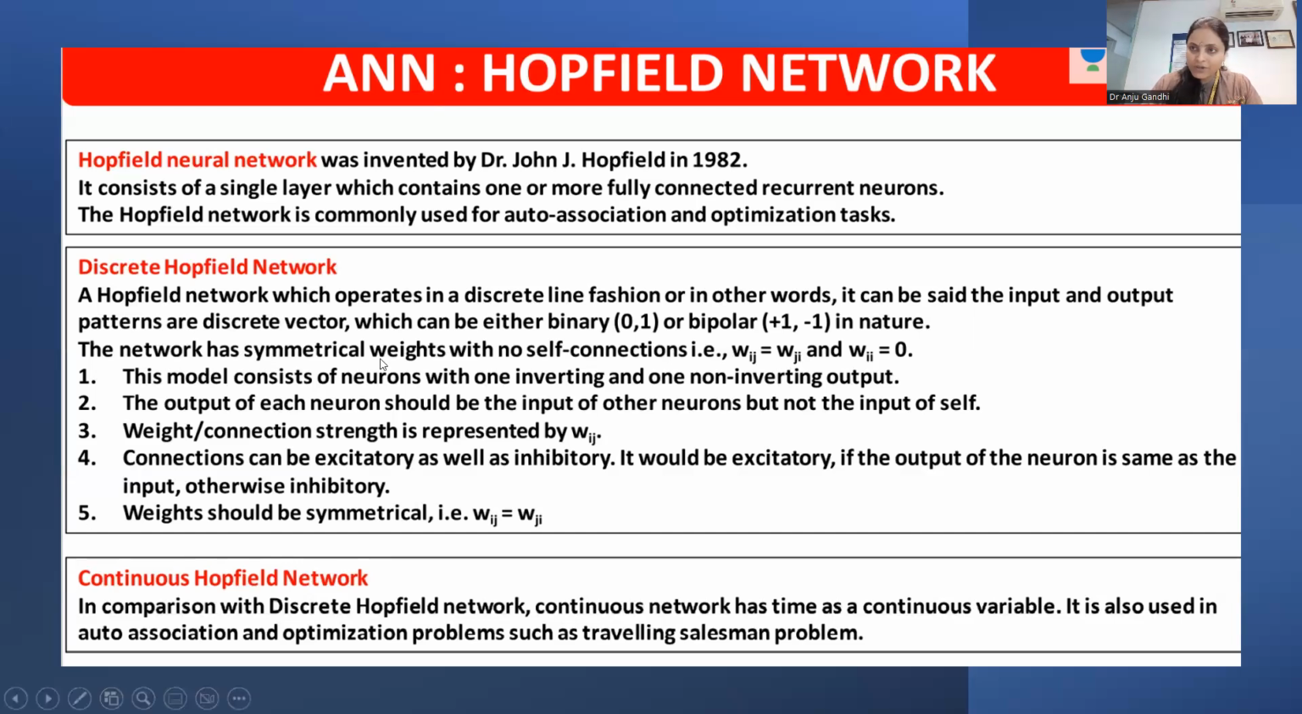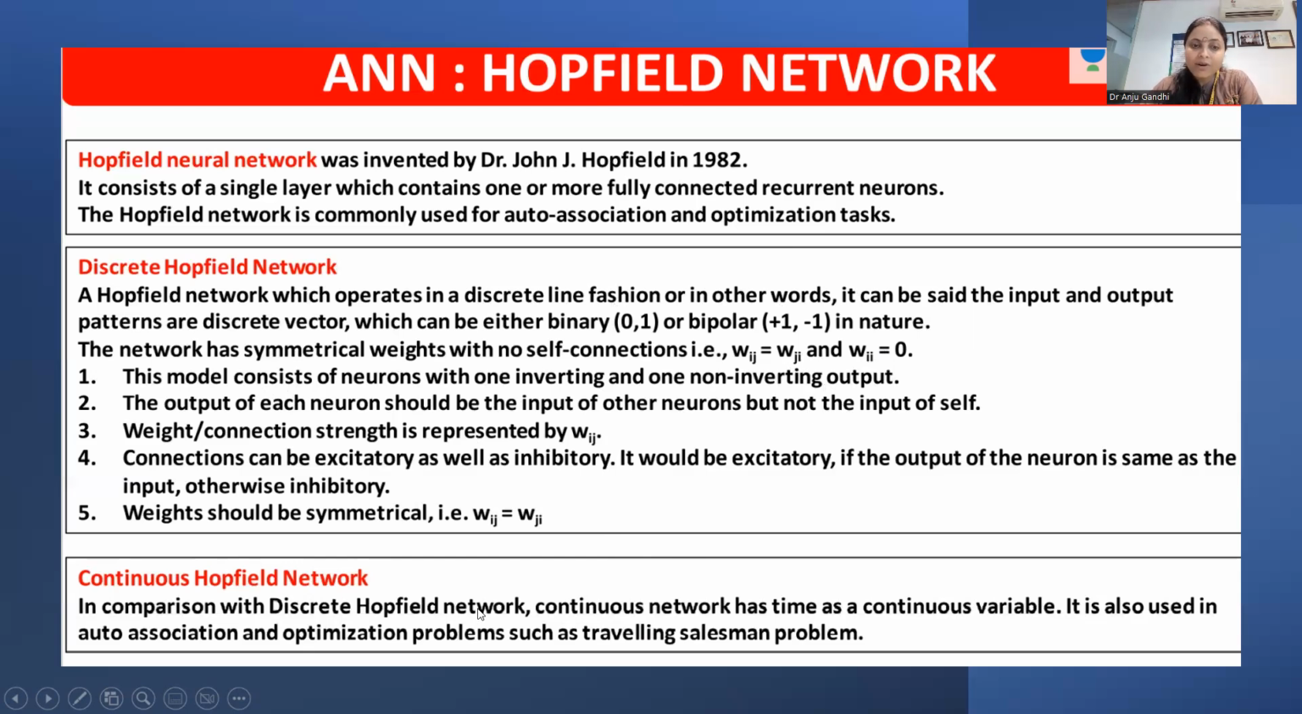So two types of Hopfield networks we will study, and we will perform the numericals on these Hopfield networks also, right? We have a discrete and a continuous. In discrete, we may get input as binary or bipolar in nature. There are no self connections, and there are symmetrical weights. We have Wij equal to Wji, the same weights on both sides. Then Wii is going to be zero, right? The model consists of neurons with one inverting and one non-inverting output, right? So these are the characteristics of the discrete Hopfield network.